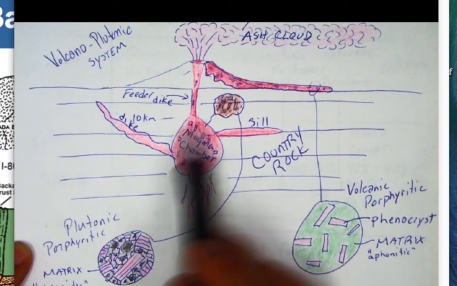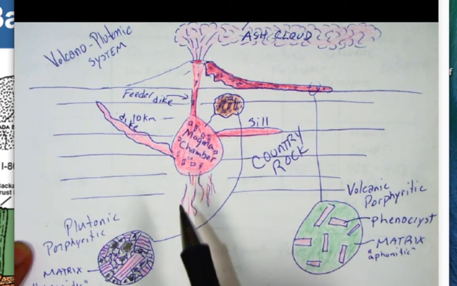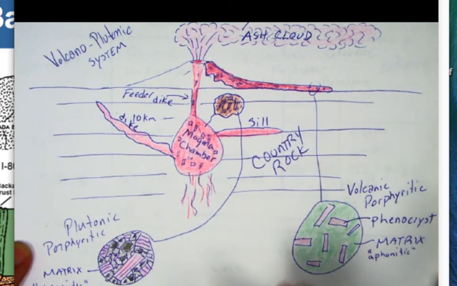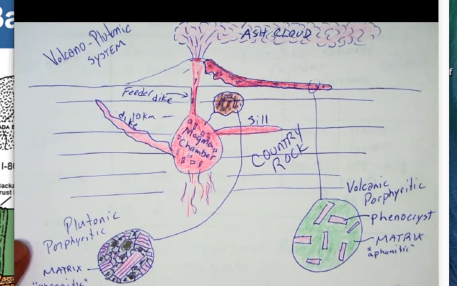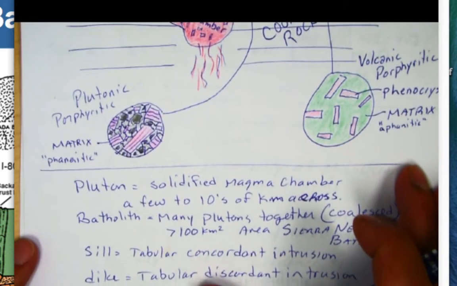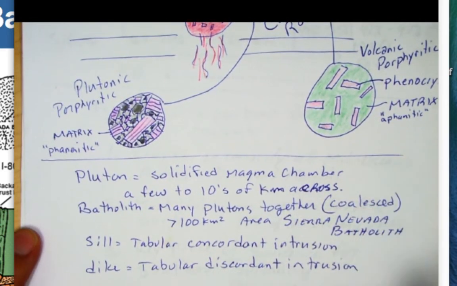And then the magma chamber itself will eventually solidify into a solid rock. And when that magma chamber completely solidifies into rock, it becomes a word called pluton. So a pluton would be the solidified magma chamber. And these range anywhere from a few kilometers to tens of kilometers in diameter. Some of the Sierra Nevada plutons are up to 50 kilometers in diameter. So they're really large intrusives.